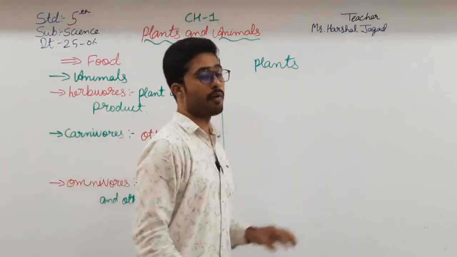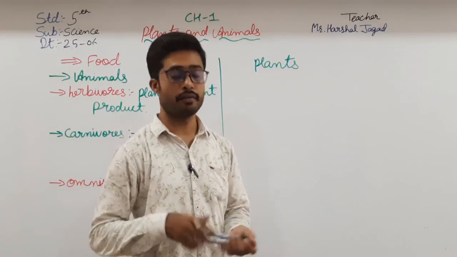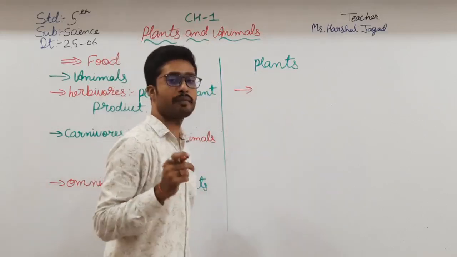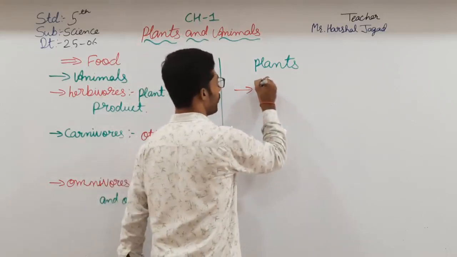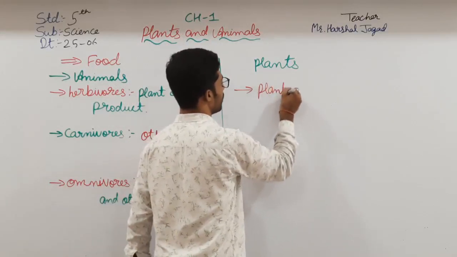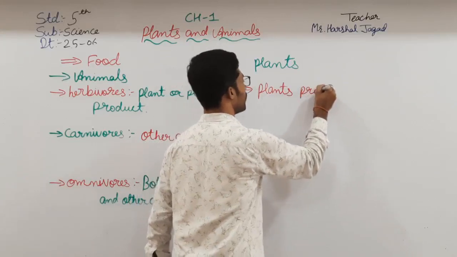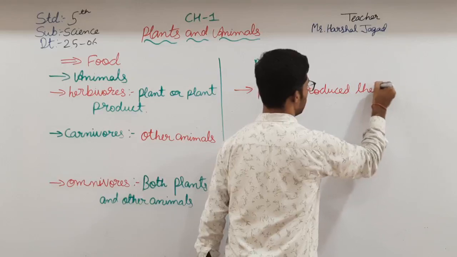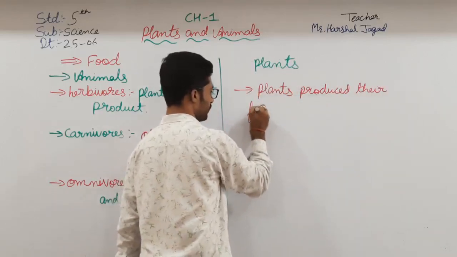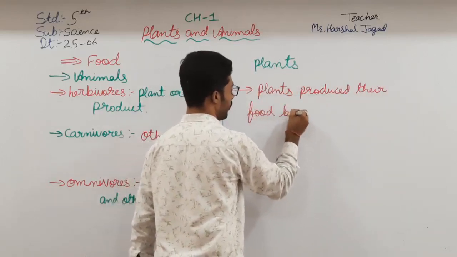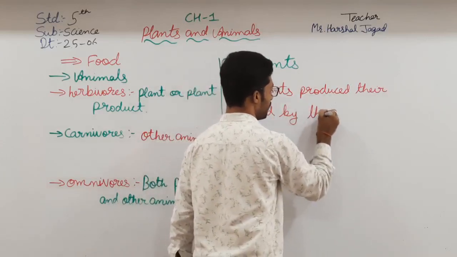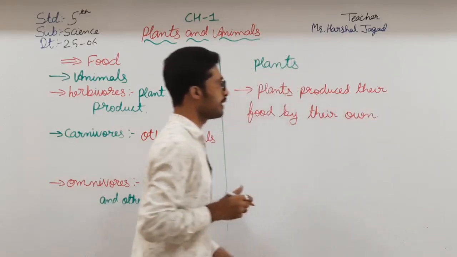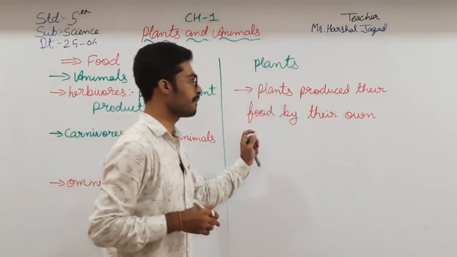And how do the plants get food? I have said earlier that plants produce their food on their own, by the photosynthesis process.